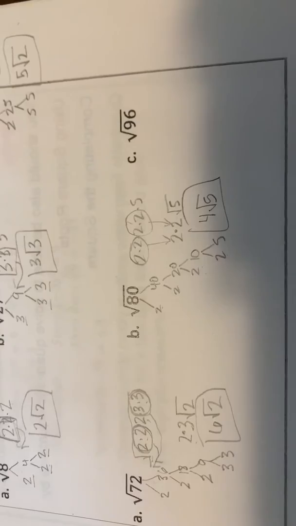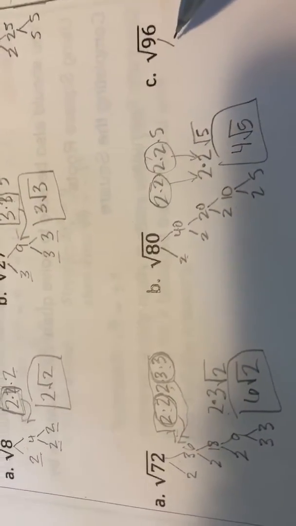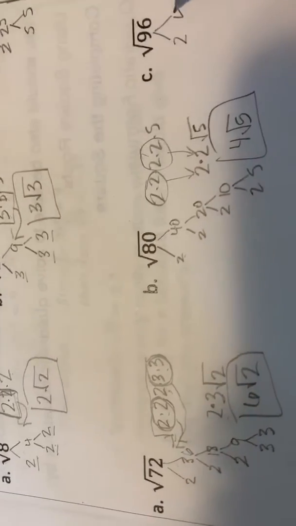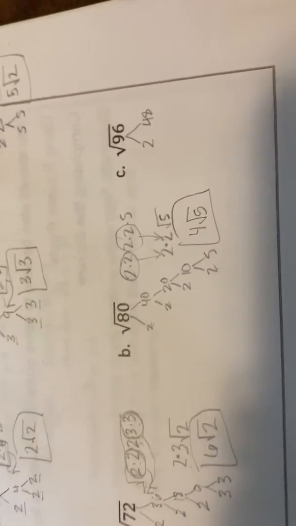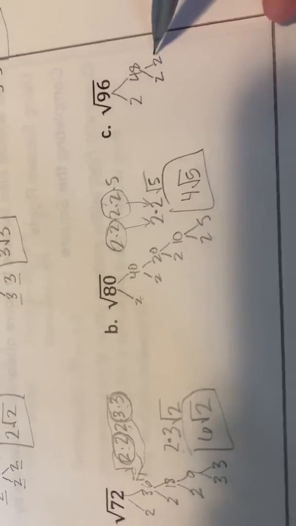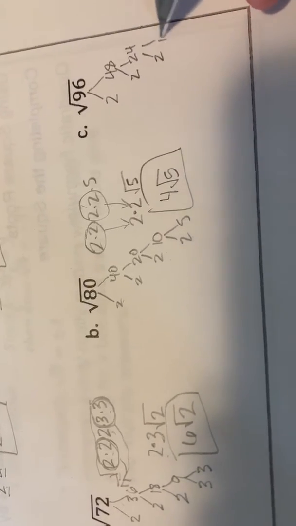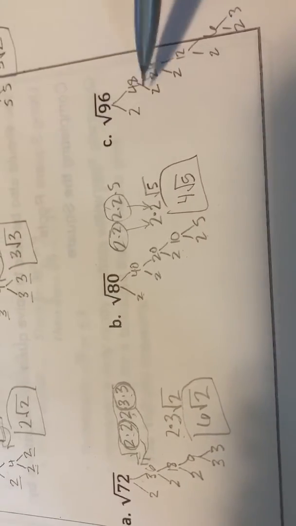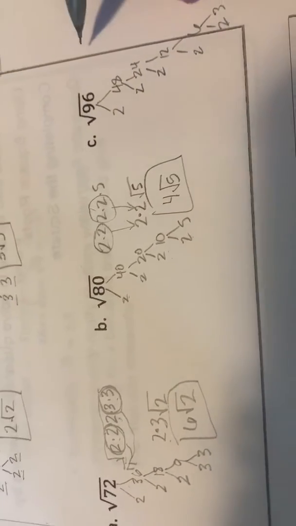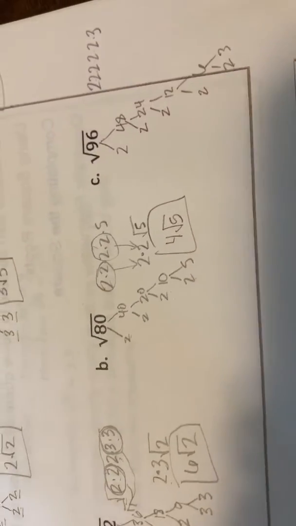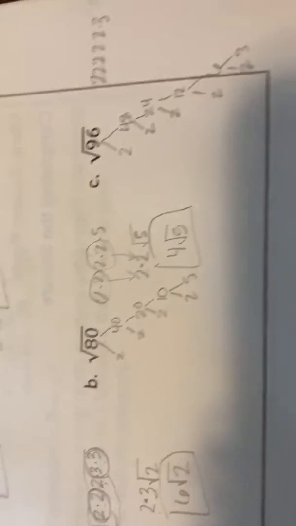All right, last one. Square root of 96. I know that 96 is even, so 96 divided by 2 would be 48. At that point in time, you can kind of use your calculator. This is even again, so 2 can come out again, and again, and again, and again. So we actually end up with 1, 2, 3, 4, 5 2s, and 1 3. We end up with 5 2s and 1 3.